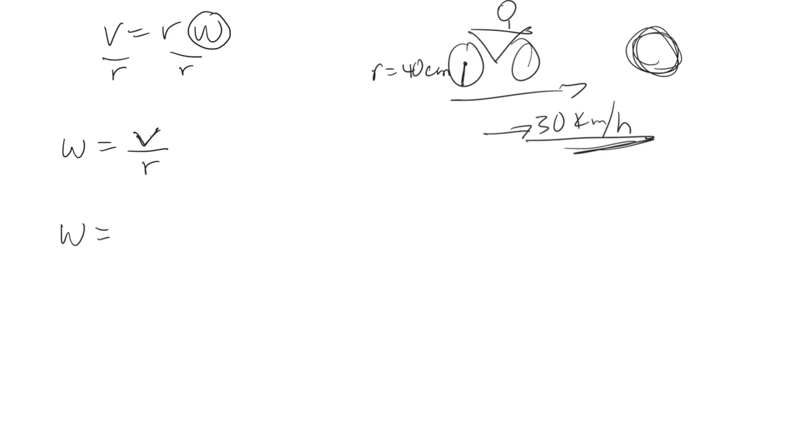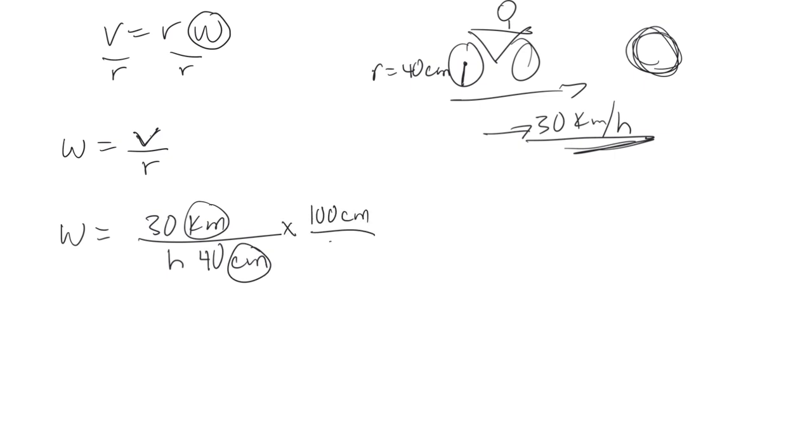Okay, so the velocity is 30 kilometers per hour. And then the radius is 40 centimeters. Now, when I put the 40 centimeters here, I see kilometers and centimeters, and I have to have the same unit. So I have to convert one to the other, and it doesn't matter which one you use. Probably the easiest way, the way I would do it, would be to convert the centimeters to kilometers. So I would say there's 100 centimeters in 1 meter, and there's 1,000 meters in 1 kilometer.